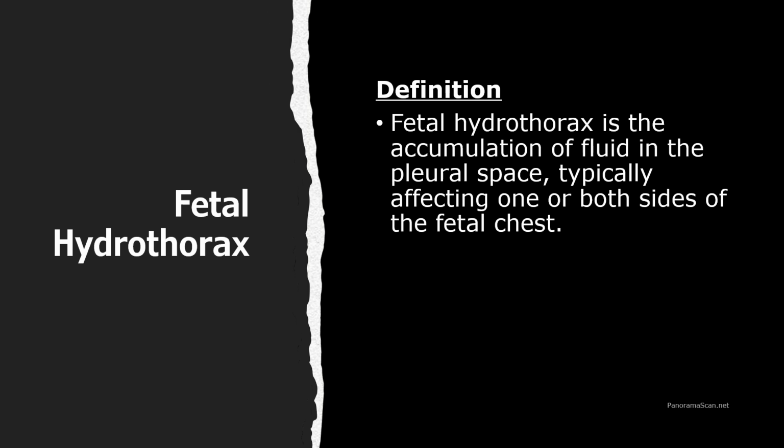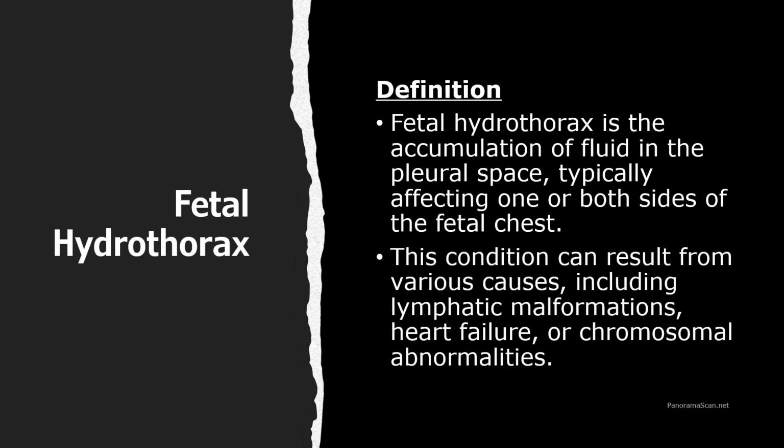It may result from a lymphatic malformation where there is improper development of the lymphatic system, leading to fluid leakage. It can also occur due to heart failure, where the heart is unable to efficiently pump blood, causing fluid to accumulate in the lungs. Chromosomal abnormalities, such as Turner syndrome, are also commonly associated with hydrothorax. Understanding the underlying causes is essential for determining the appropriate management and assessing the prognosis.